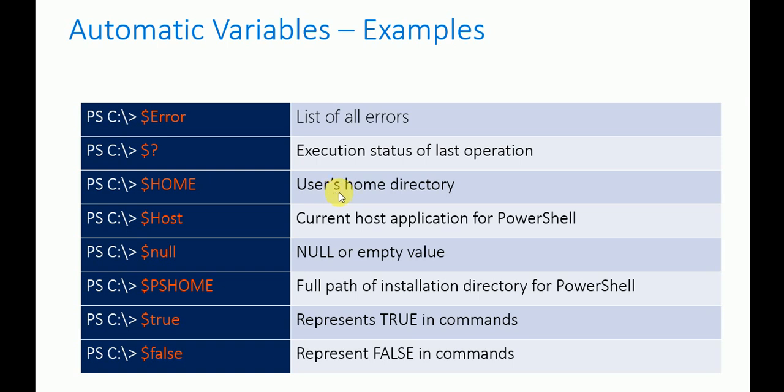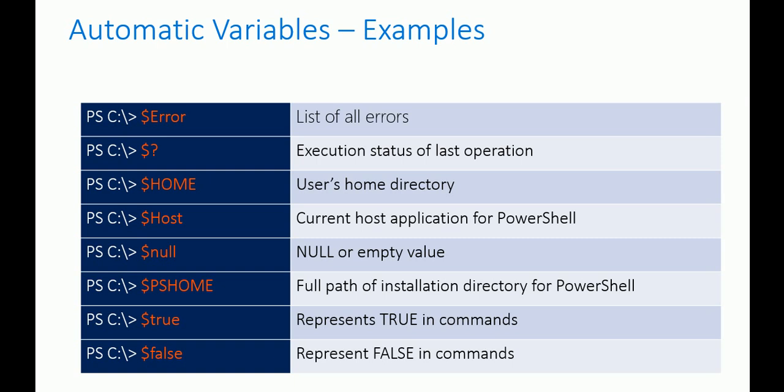Dollar home will provide you the user home directory. Dollar host is the current host application of PowerShell. Dollar null is null or the empty value. Dollar PSHome is the full path of the installation directory of PowerShell. Dollar true represents true in the command. Wherever you want to print true, you can use dollar true, and dollar false represents false.